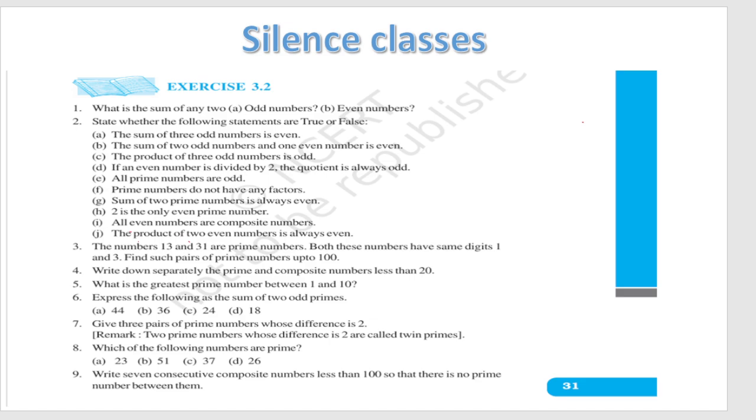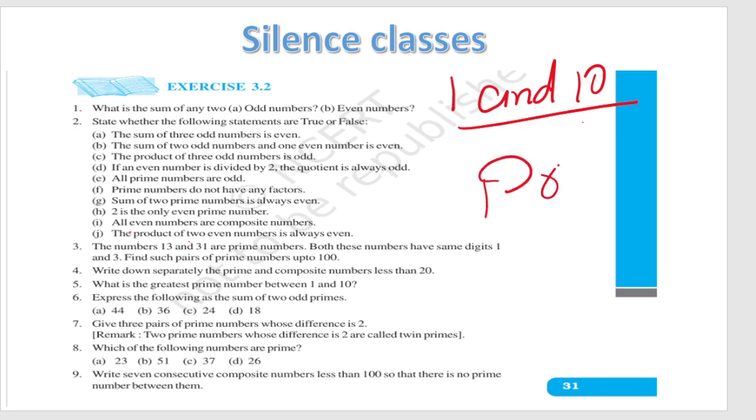Question number 5 is saying, what is the greatest prime number between 1 and 10? We have to find the greatest prime number between 1 and 10. And I have already told you prime numbers are those numbers which are only divisible by 1 and by itself.